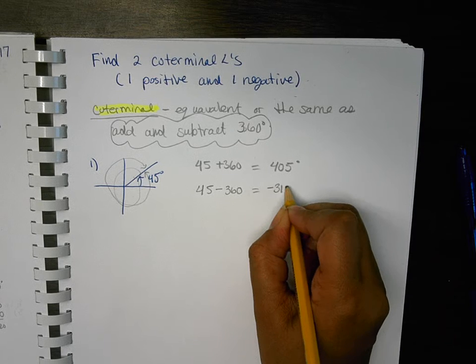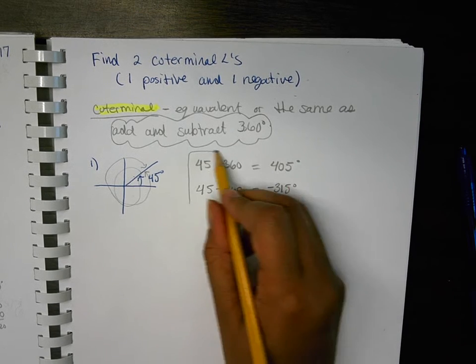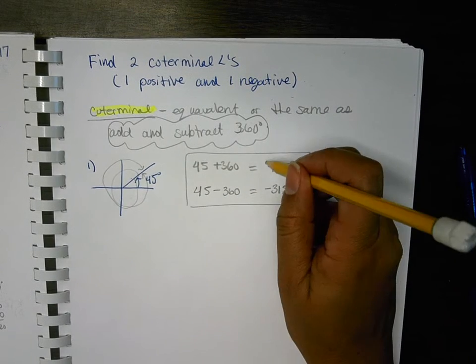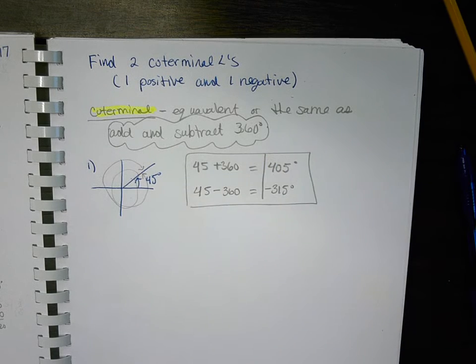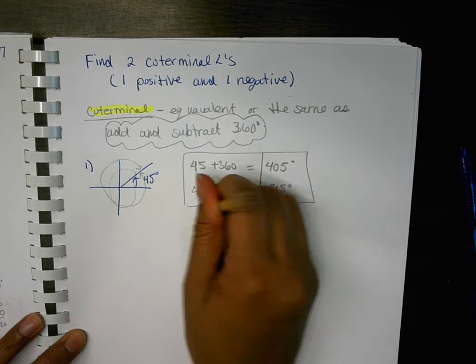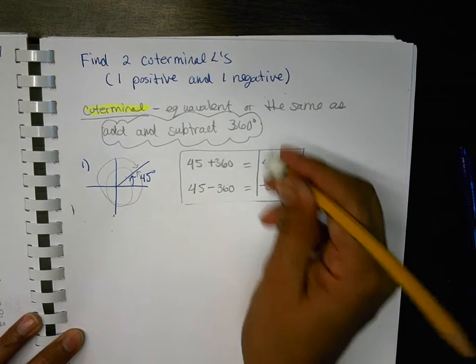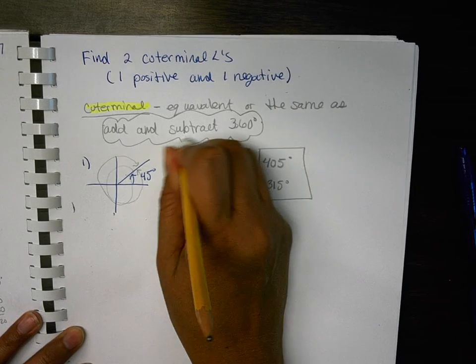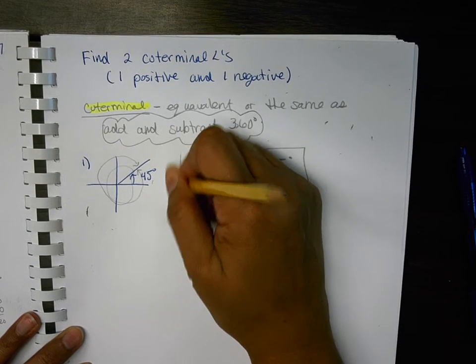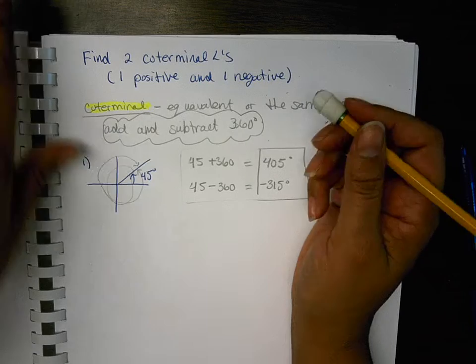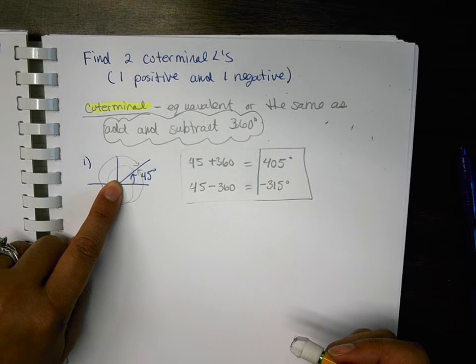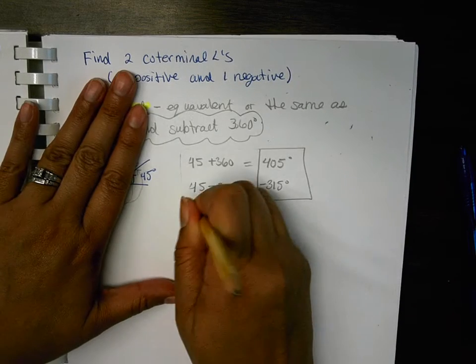Negative 315. And what this means is, technically, those right there are my answers. If I were to plot or graph 405 degrees, and then I graph negative 315 degrees, would they end up in the same spot? Would they end up right there with that 45? Yes. All right, questions?